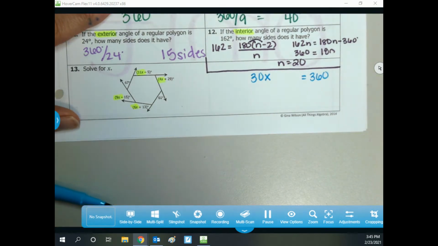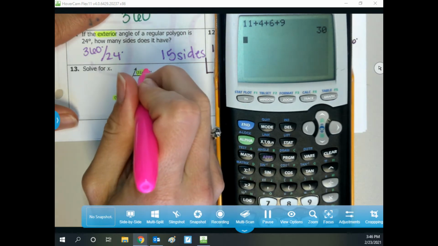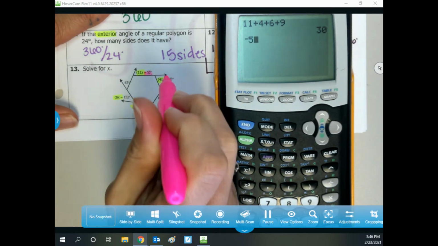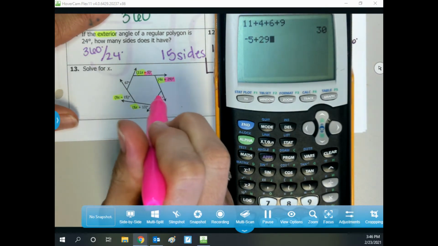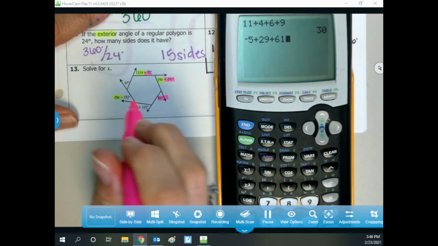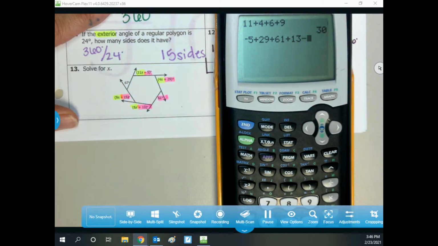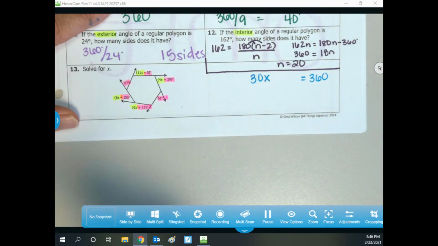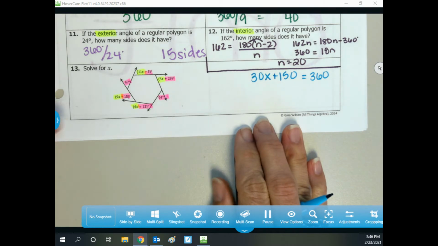All right, and then the rest of this, again, keep a running total. Negative 5 plus 29 plus 61 plus 13 minus 15 plus 67 equals 150. Go ahead and solve for x now.